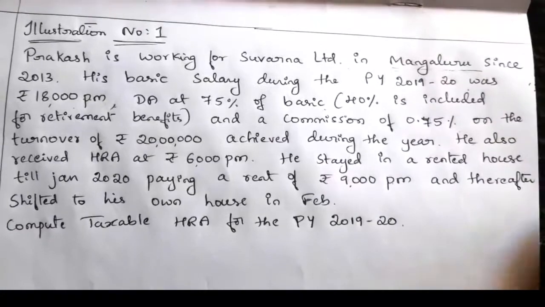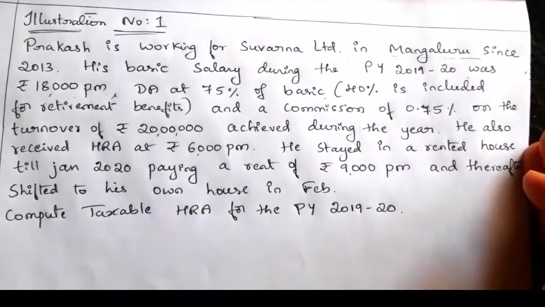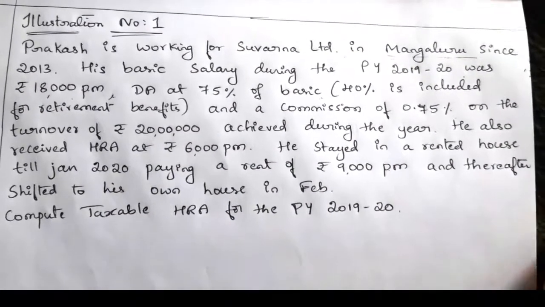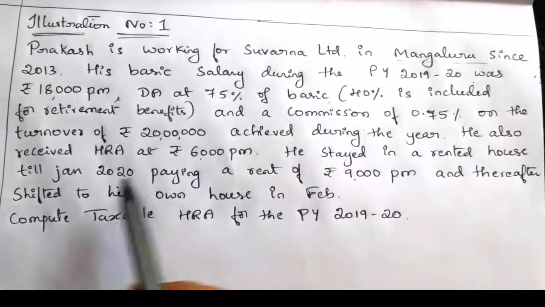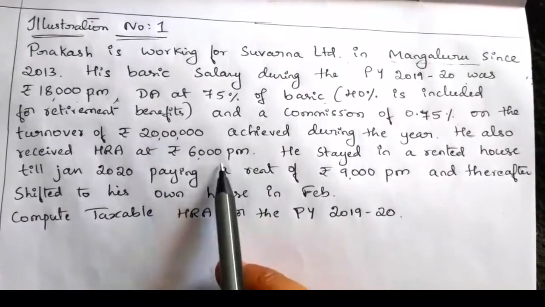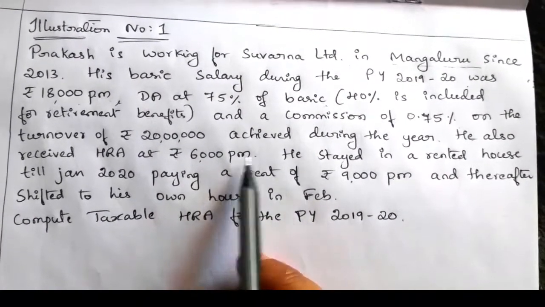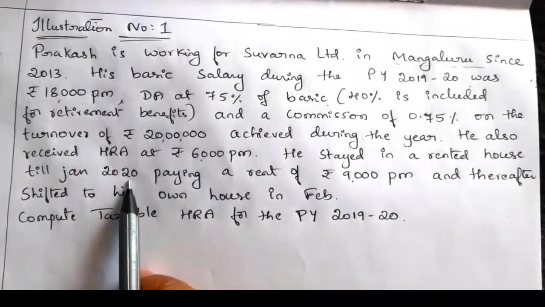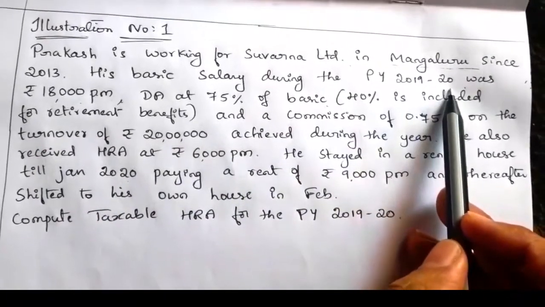Then we have to take salary only for the relevant period, that is, only for the months he stayed in a rented house. He also received HRA at rupees 6,000 per month. This is the house rent allowance he received from his employer. He stayed in a rented house till January 2020, in the previous year 2019-20.